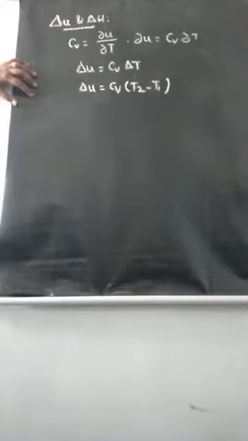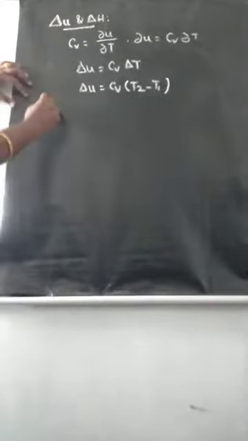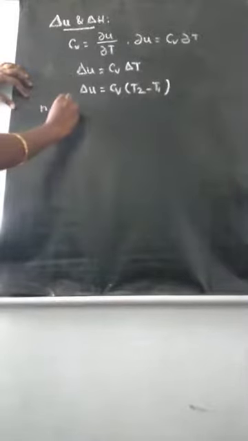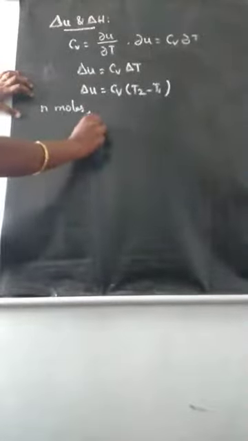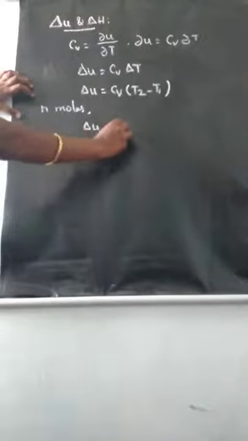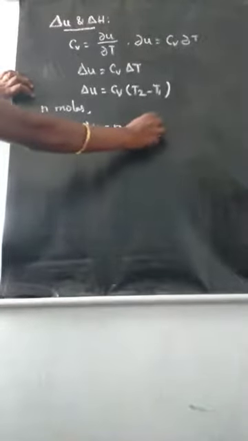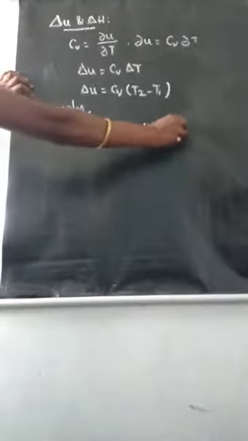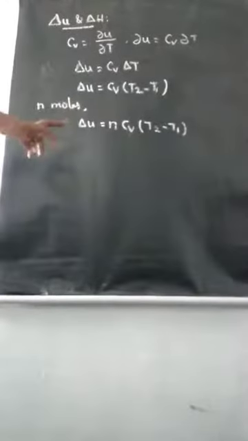Delta u is equal to Cv into T2 minus T1. Suppose you are taking n moles of an ideal gas. Just consider n moles of an ideal gas. N moles means, can you tell the equation? Delta u is equal to n into Cv into T2 minus T1. This is the delta u value.